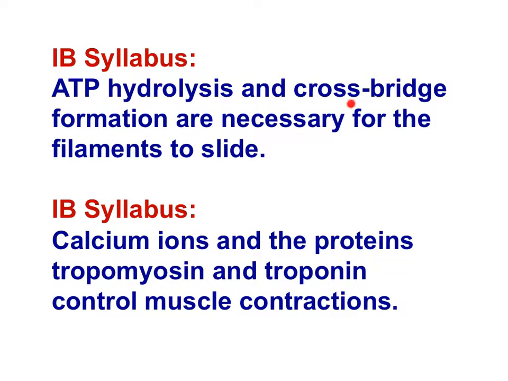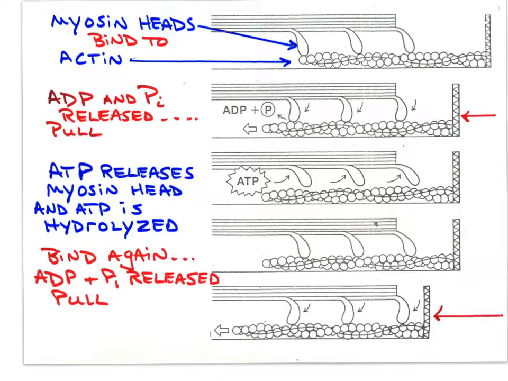ATP hydrolysis and cross-bridge formation are necessary for the filaments to slide. Calcium ions and the proteins tropomyosin and troponin control muscle contractions. Here is a diagram that simply shows how the myosin head binds to the actin, hydrolyzes ATP, changes shape, and pulls the actin to the middle of the sarcomere.